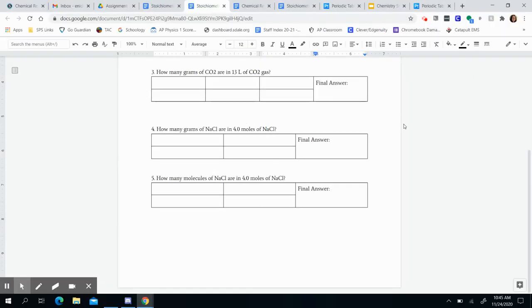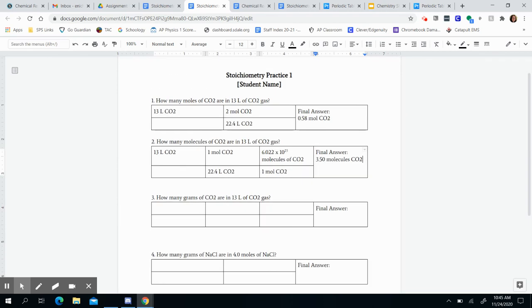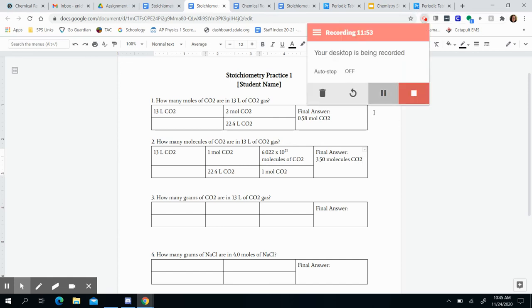This was pretty quick, but hopefully you could see how to use the worksheet, how to adjust it if you need to, and how to use those conversion factors. Please let me know if you have any other questions or need any help.